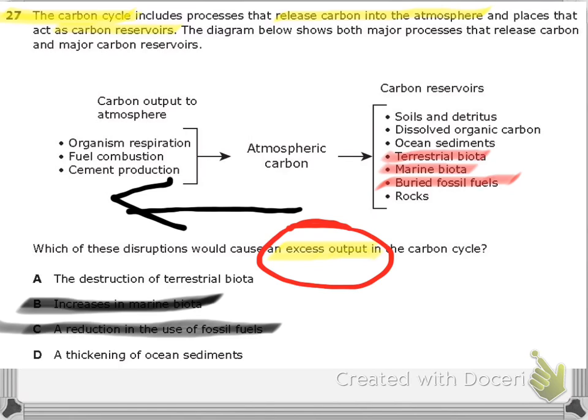Let's look at D. A thickening of ocean sediments. Which side are ocean sediments on? I don't see it on the left side, but I do see it on the right side. Since it's on the right side, that means it is a reservoir, a storage area for carbon. If we thicken those sediments, more carbon is getting stored in them. Therefore, it's not getting released if it's stored. That would not cause an excess output because we're storing more. That's another one that is incorrect. Let's carbonize that answer. It's not D.